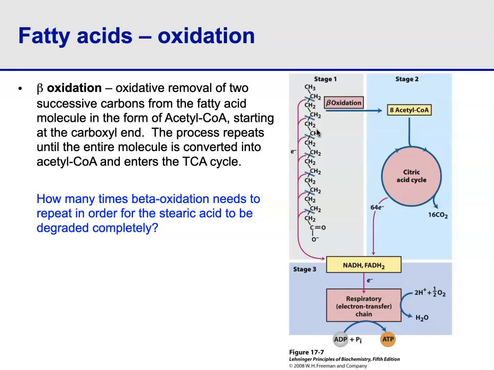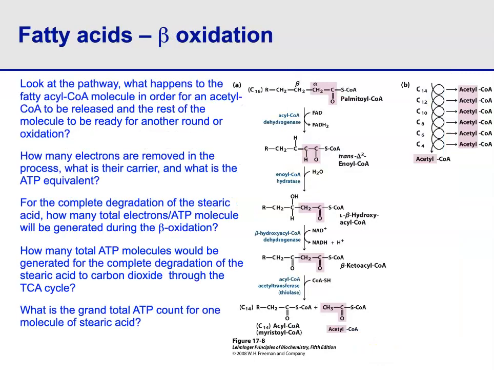If it's palmitic acid, which is 16, which is the most common fatty acid in the human body, so 16 divided by 2 is 8, minus 1, 7. So it takes 7 cycles to fully degrade palmitic acid to acetyl-CoA and electrons. Alright, so now let's look at the beta oxidation pathway and the steps it involves.